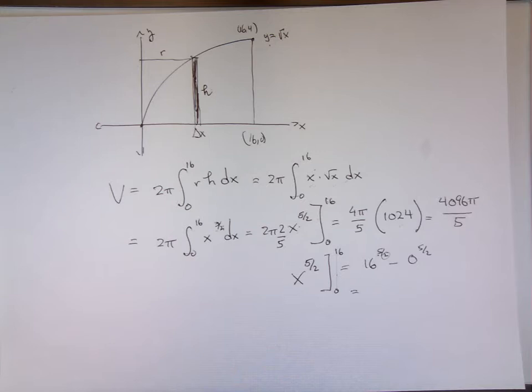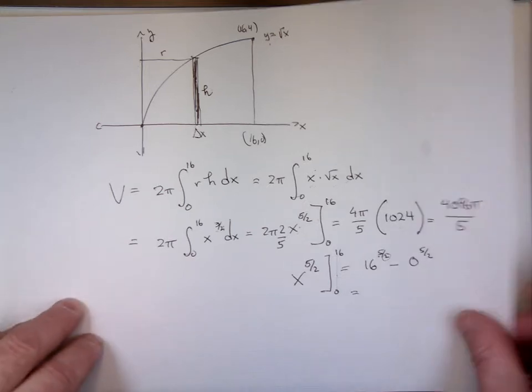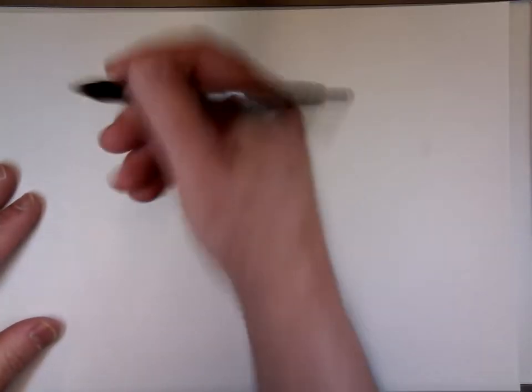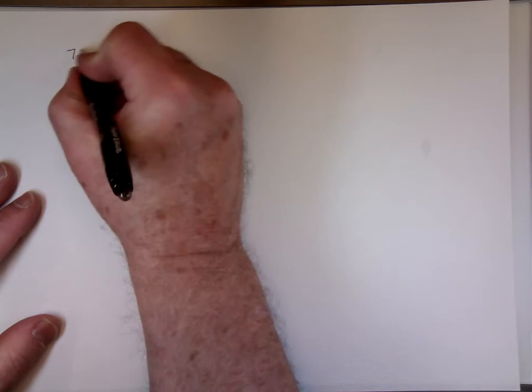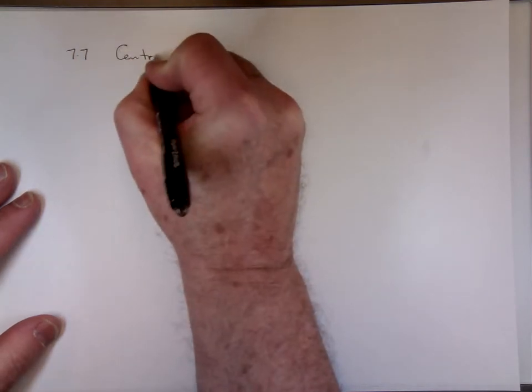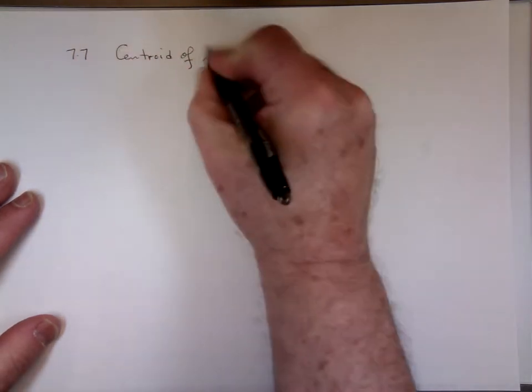Okay, let's finish up. You ready? We have two topics to do. First topic is centroid. Now, this is section 7.6? Seven. Centroid of a lamina of constant density.